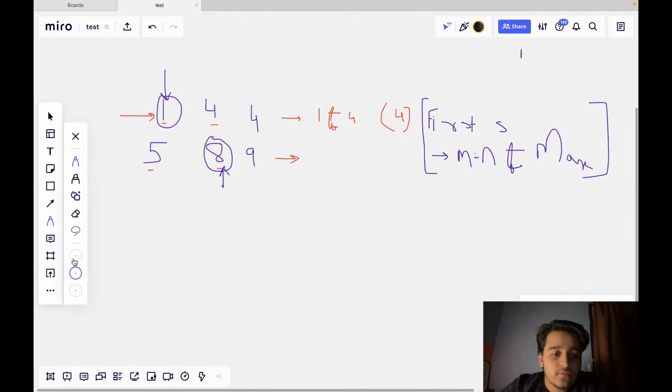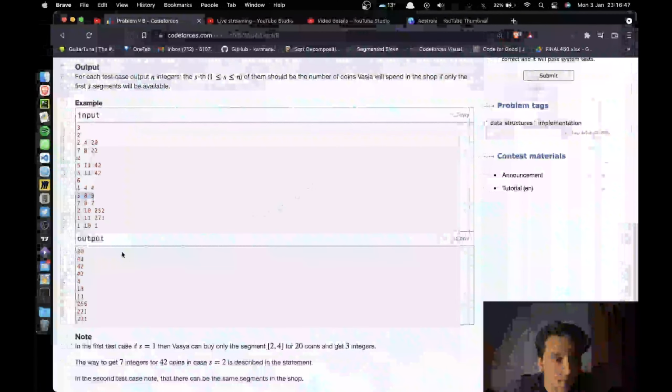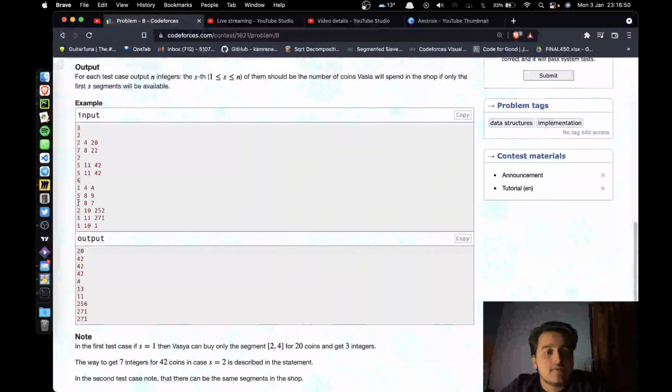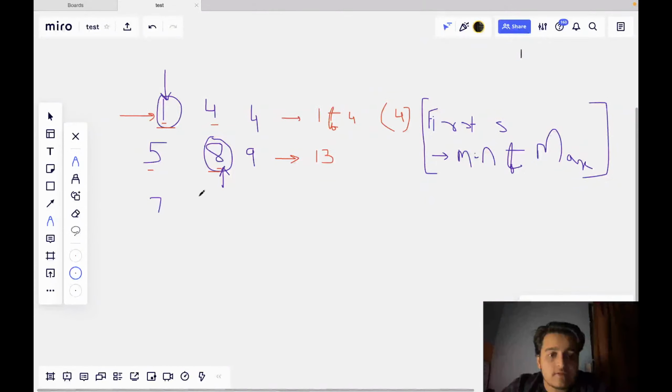So if I have to have all the integers from 1 to 8, I have to buy both of these segments. So I will have to pay 4 plus 9, a total of 13 coins. So the second answer is 13. The third is 7, 8, and this costs 7 coins. What is the maximum till now? The maximum till now is still 8, starting from 1 to 8.